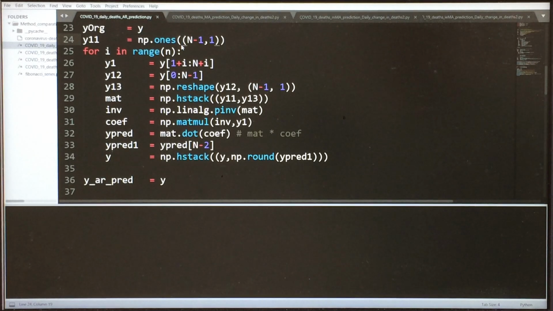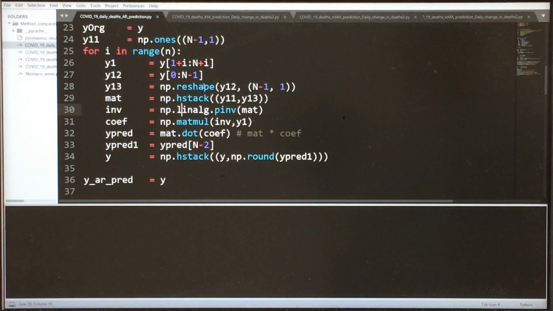That cuts the bits out, which is what I want. Y12 equals y from 0 to n minus 1. Y13 is np.reshape, which means change the shape from 0 to n minus 1 to n minus 1, 1. And the matrix is np.hstack, which means stack them together, Y11 and Y13, which is why we do reshape here. Otherwise you can't do that.